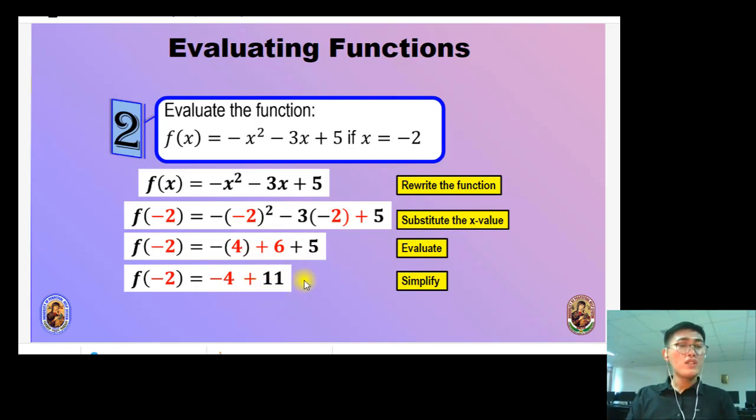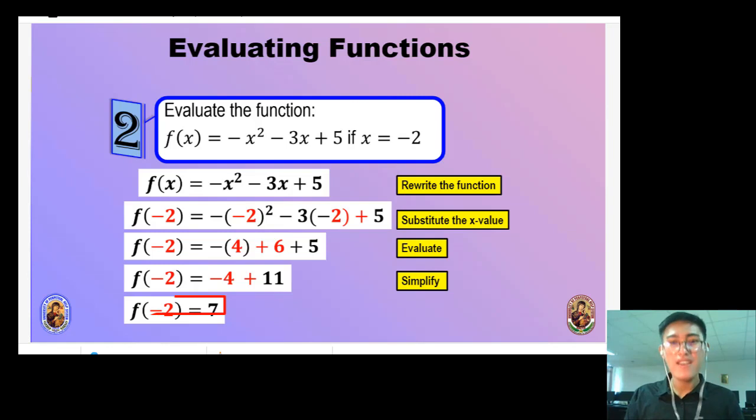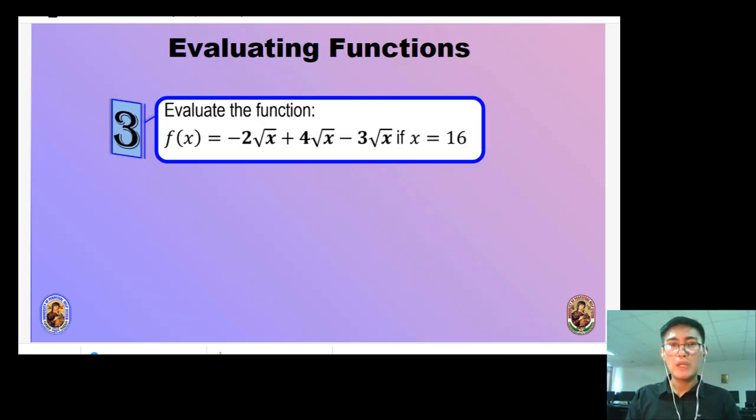Now, we will just add both of the numbers here. Negative 4 plus 11 would be positive 7. Okay, now the function when x is equal to negative 2 is positive 7. Let us proceed with the third example.